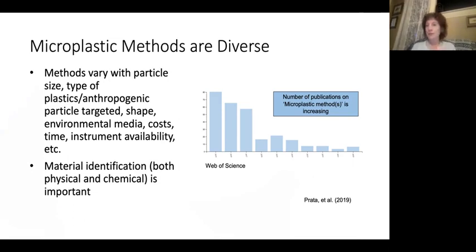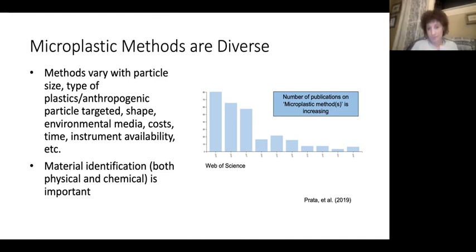And methods can really vary with particle size, with the types of plastics or anthropogenic particles targeted, and here they may be referring to something like tire wear particles, which are now just lumped in as another type of microplastic. Shape, what environmental media did it come from, what is the cost, what is the instrument availability, and sometimes it comes down to those things: how much does it cost, and does my collaborator have an FTIR or a micro-Raman? I'm going to use the one that is most readily available.